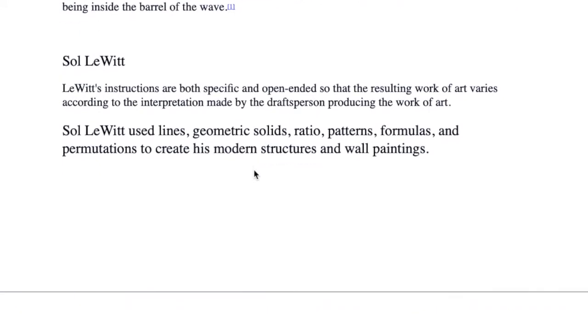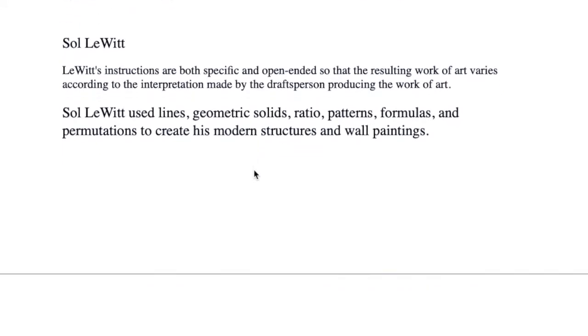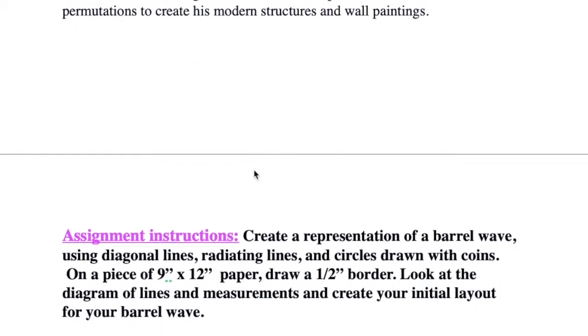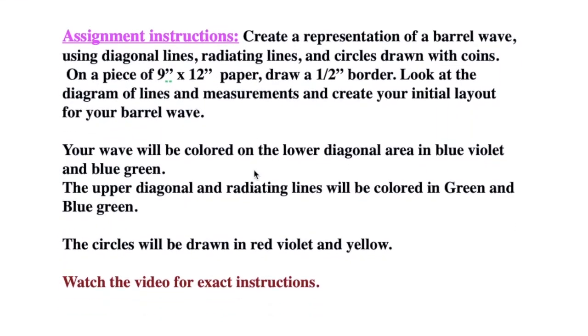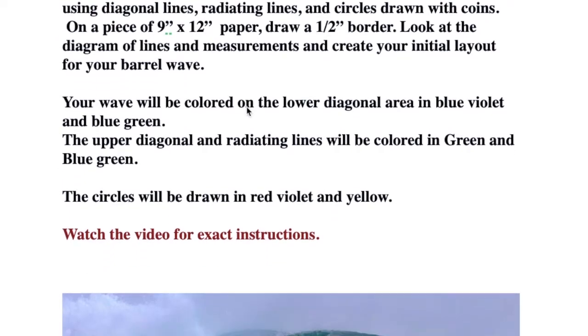Now, we're still working with the concept of Sol LeWitt, who used lines, geometric solids, ratios, patterns, formulas, and permutations to create his modern structures and wall paintings. The assignment instructions are: create a representation of a barrel wave using diagonal lines, radiating lines, and circles drawn with coins. On a piece of 9x12 paper, draw a half-inch border. Look at the diagram of lines and measurements and create your initial layout for your barrel wave.